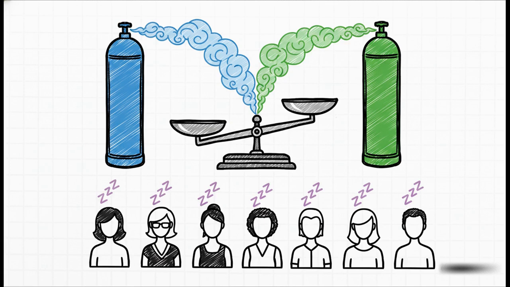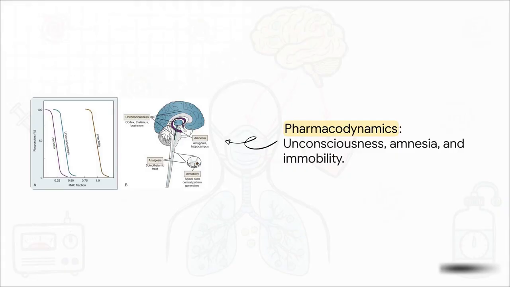This uniform inhibition of our spinal cord reflexes is entirely unaffected by the patient's gender or even how long the surgery lasts. Now let's transition from pharmacokinetics over to pharmacodynamics, which is what the drug actually does to the body. Here we see exactly how the gas depresses the central nervous system. It basically enhances inhibitory ion channels like GABA receptors, while physically blocking the excitatory ones like NMDA receptors.